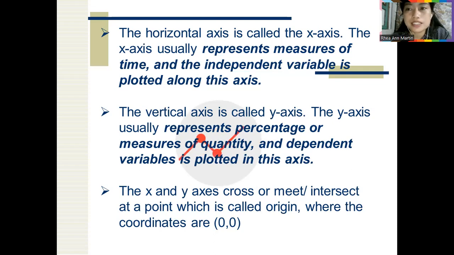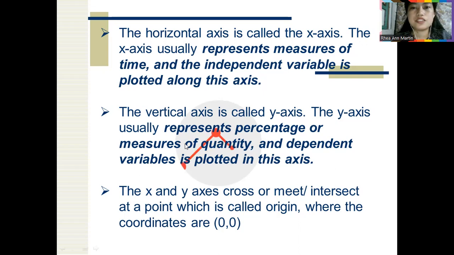So saan ba nag-uumpisa yung graph? 'Di ba sa 0? So parehas naman sila na 0 yung starting point. Yun ang tinatawag na origin. Kung saan sila nag-meet or nag-intersect yung two lines. Okay? Here.